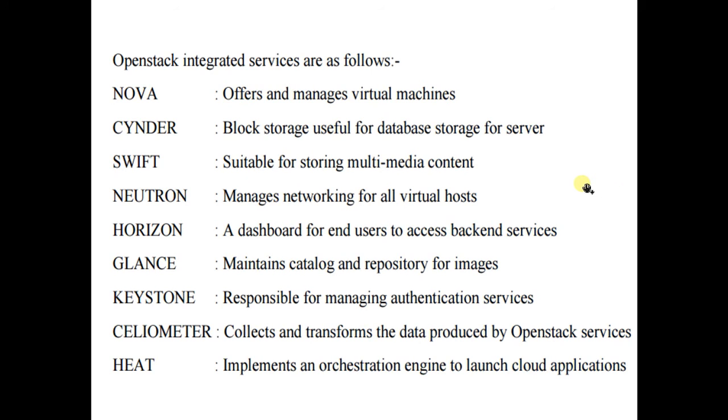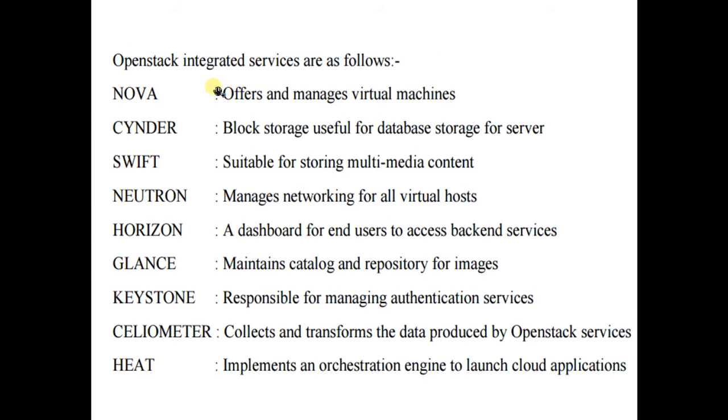OpenStack integrated services are as follows: Nova, Cinder, Swift, Neutron, etc. All these are OpenStack integrated services that come with your OpenStack software, and it depends upon the version of OpenStack that you are using. Twice every year this software is released, and the last two releases, by Rackspace and NASA, are Newton and Ocata. In this tutorial, we will be using the Ocata version, which was released on 24th February 2017.